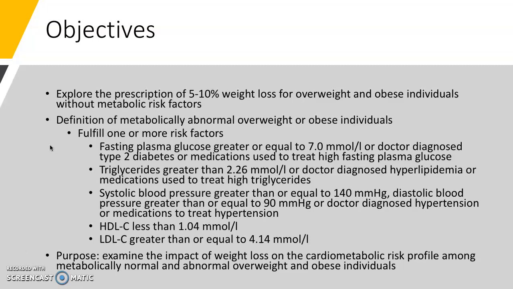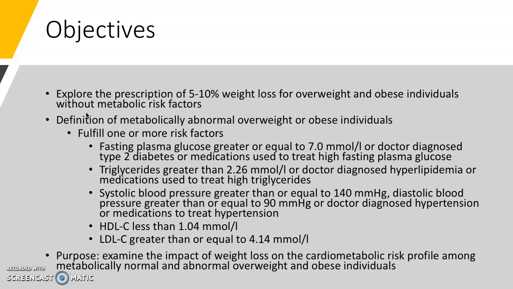So for this study, for the definition of metabolically abnormal overweight or obese individuals, they had to fulfill one or more risk factors. So they had to either have a fasting plasma glucose greater or equal to 7.0 millimoles per liter, or a doctor diagnosed type 2 diabetes, or they had to be taking medications to treat high fasting plasma glucose. They had to have triglycerides greater than 2.26 millimole per liter, or doctor diagnosed hyperlipidemia, or they had to be taking medications to treat their high triglycerides.